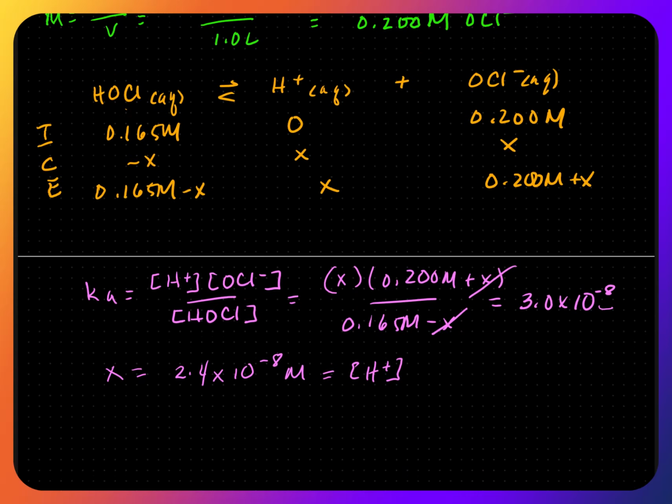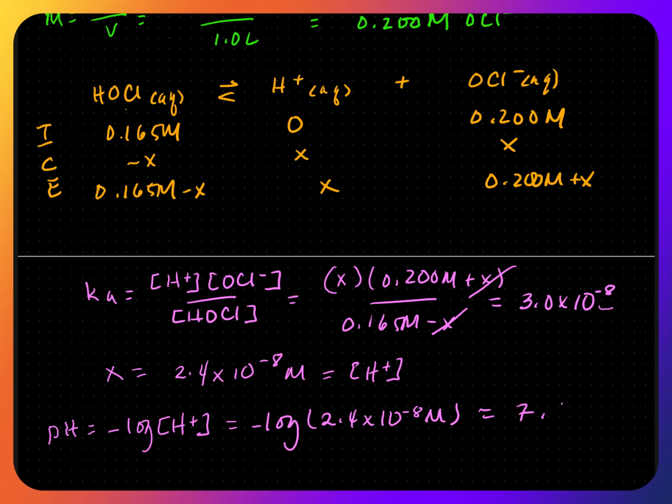So to find the pH of this solution, pH is equal to negative log of H plus. This is negative log of 2.4 times 10 to the negative 8th molar, which equals 7.6197. We have 2 sig figs, so I need 2 after the decimal. So right here, I look 1 to the right, so this 1 will become a 2. So 7.62 is the pH.